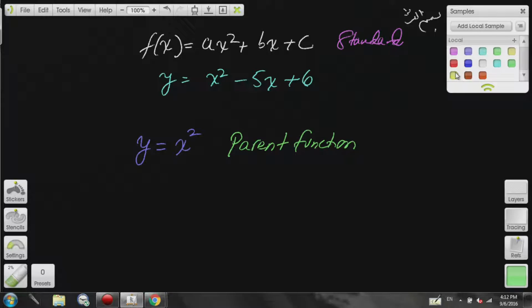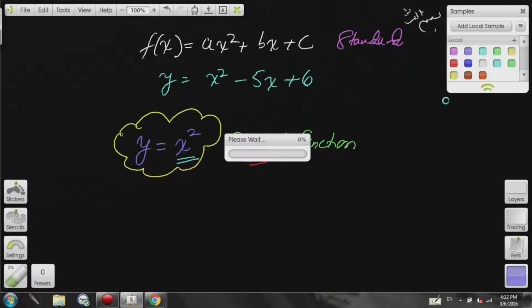In other words, if you understand this function, you understand the family of quadratic functions, how they look and how they behave, so to speak. So a parent function is the most fundamental, the most basic form of that class of functions. So if you understand this function, you understand the whole family of quadratic functions. So we're going to start off with this.